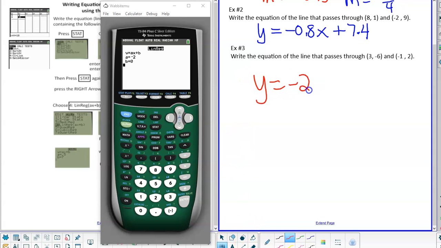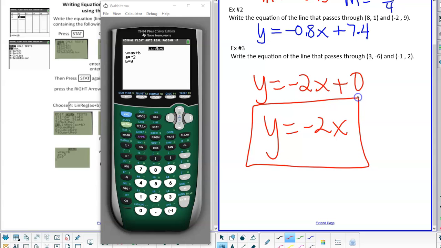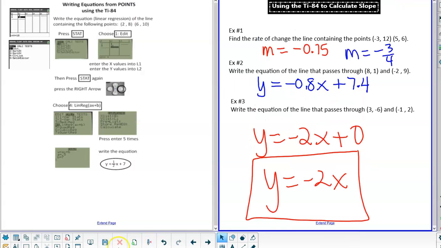Y equals -2x plus 0, also known as y equals -2x. That was pretty fast, right? So now if you want the equation of a line, you don't have to use the point slope formula. You don't have to use the slope formula. You can just use your graphing calculator.